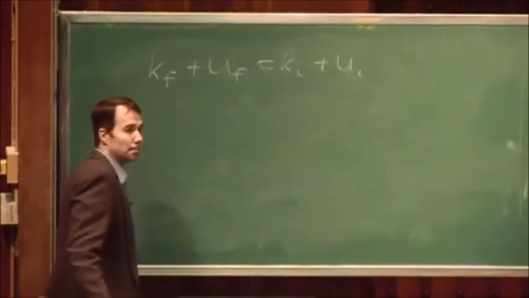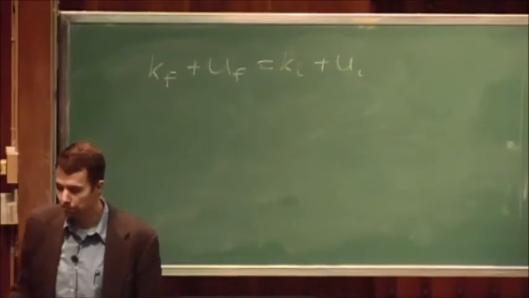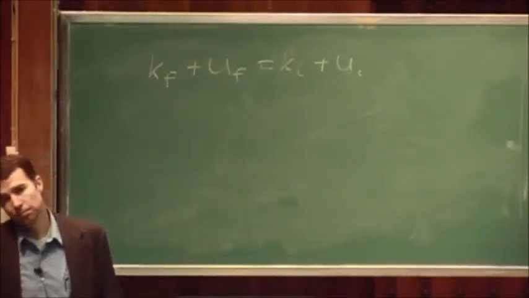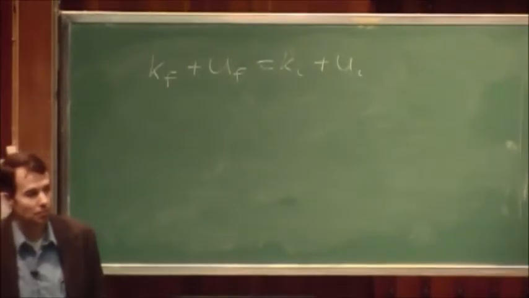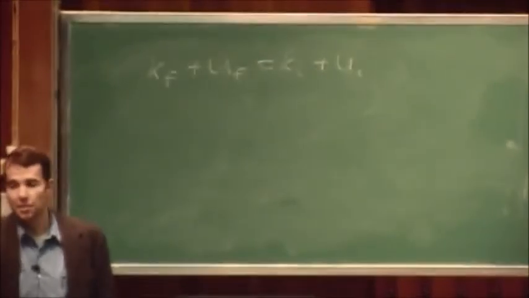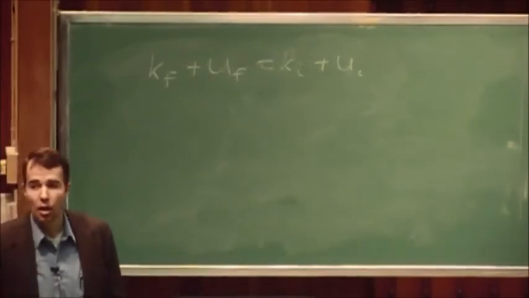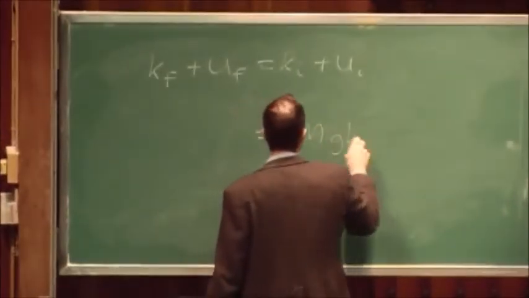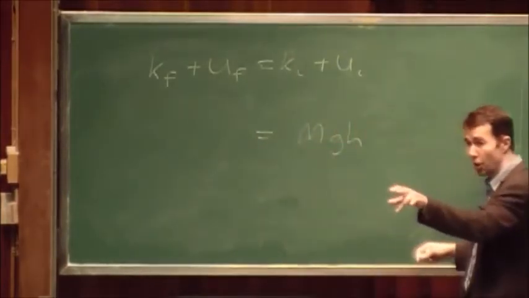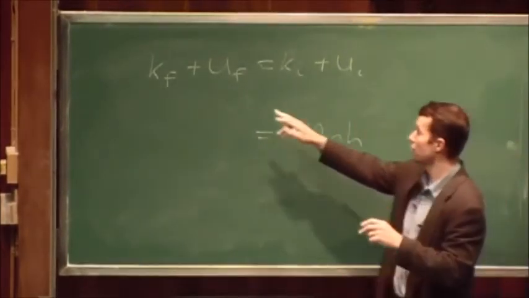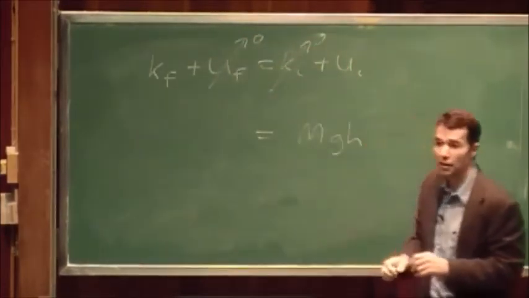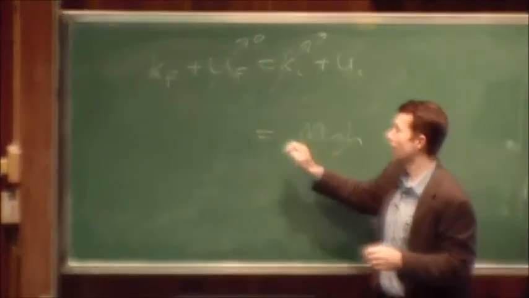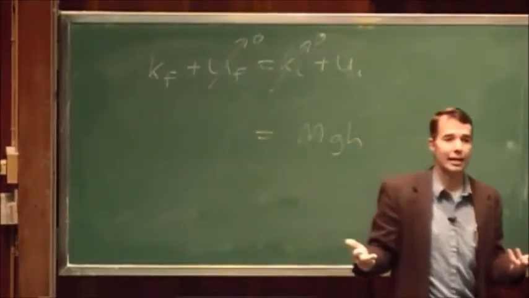So what is K final? Okay, so we have U initial, which is mgh. Those two are going to be equal because U final we say is 0, and K initial is 0. So U initial has to be equal to K final. But how are we going to find K final?